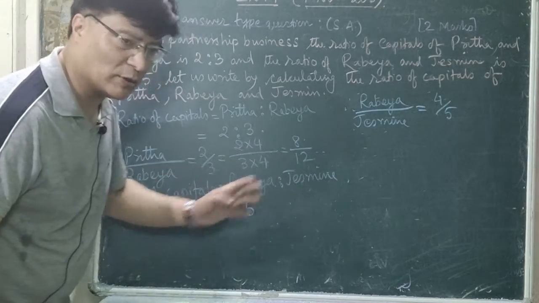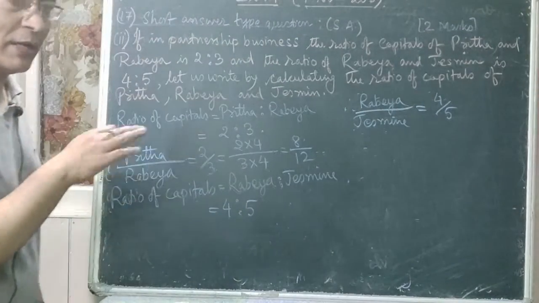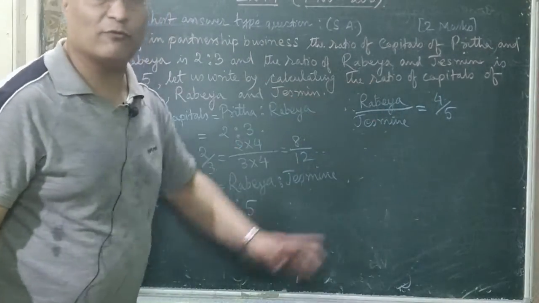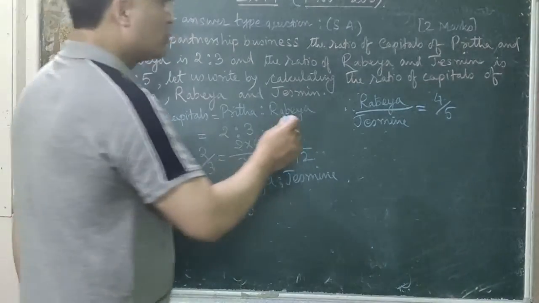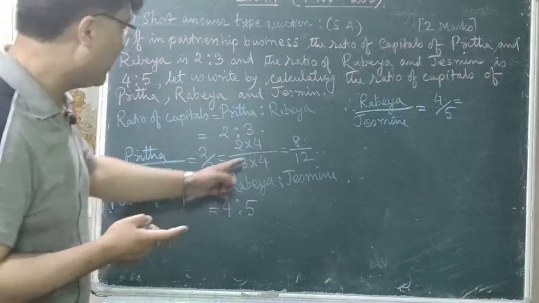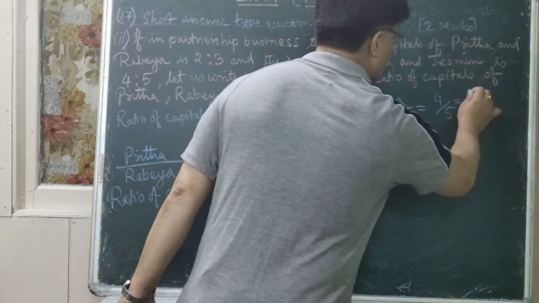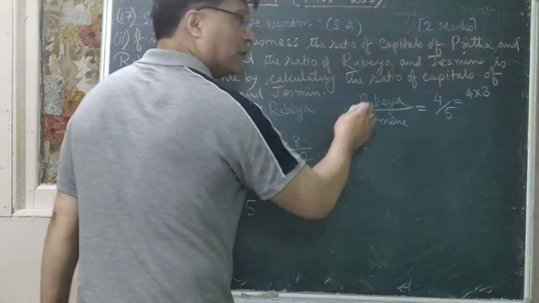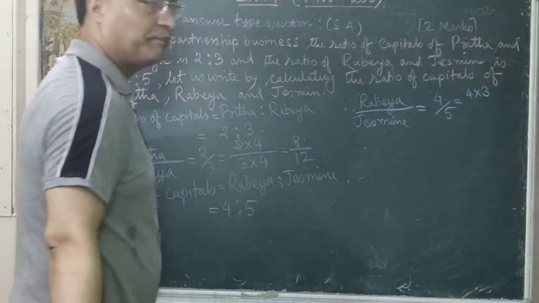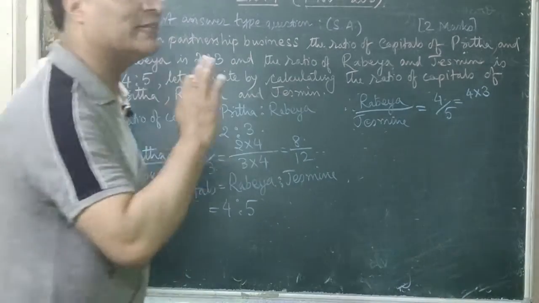But keep it as it is, 8 by 12, because we are making these numbers 3 and 4 equal by multiplying this 3 by 4 and multiplying 4 by 3. Okay, so now here also 4 should be multiplied by 3 to make it equal 12, right? So 4 into 3. If this 4 is multiplied by 3, you should multiply the denominator by 3 here also.